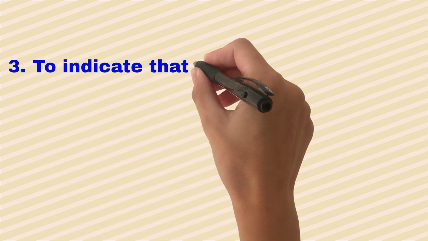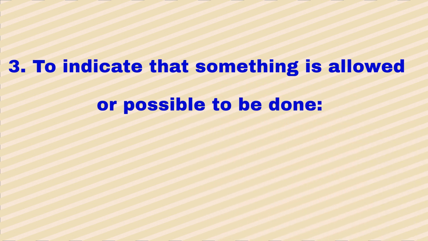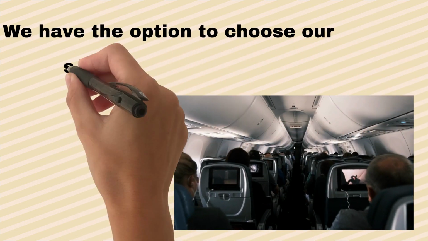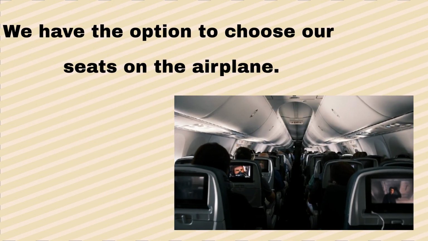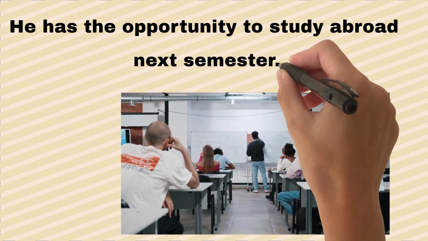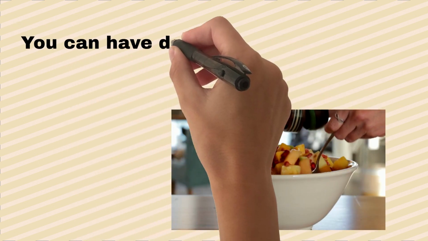Thirdly, have is used to indicate that something is allowed or possible to be done. For example, we have the option to choose our seats on the airplane. He has the opportunity to study abroad next semester. You can have dessert after dinner.